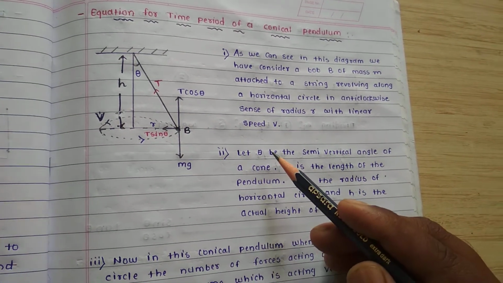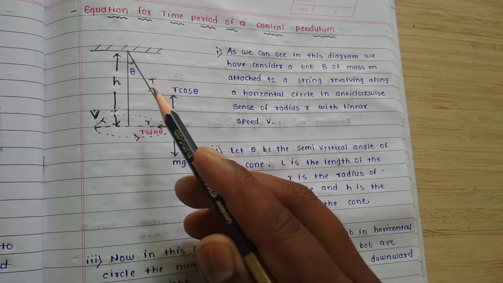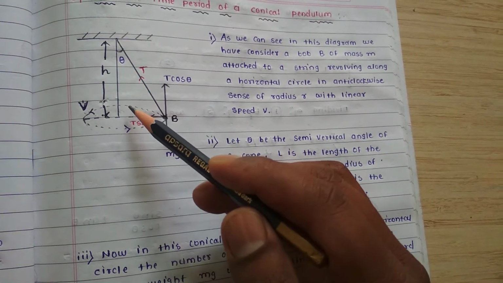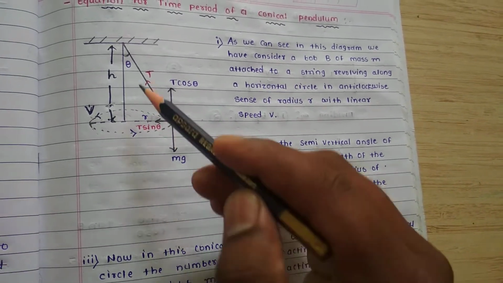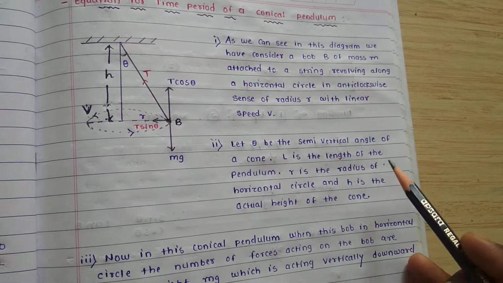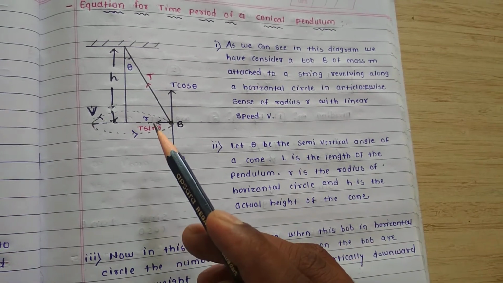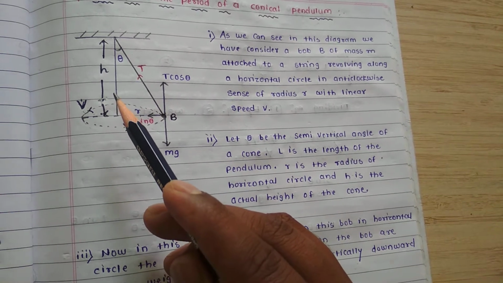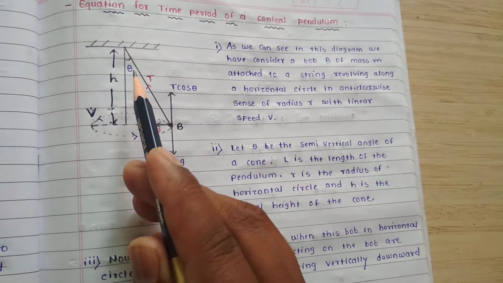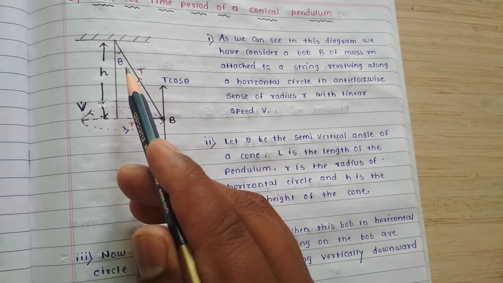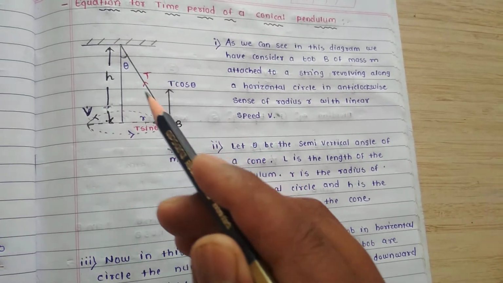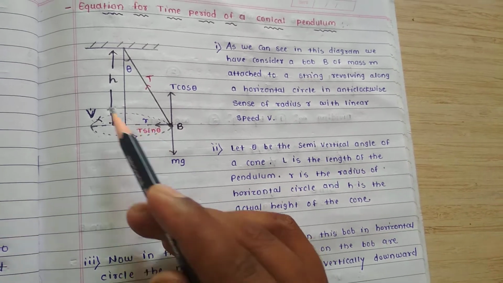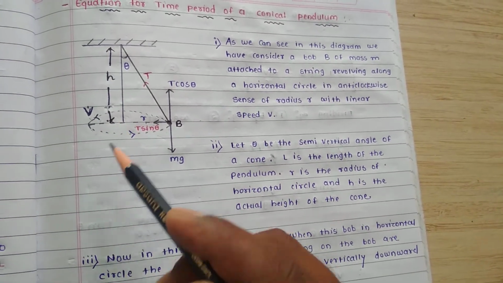Let theta be the semi-vertical angle of the cone. L is the length of the pendulum, r is the radius of the horizontal circle, and h is the actual height of the cone.